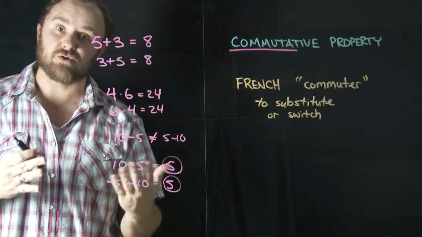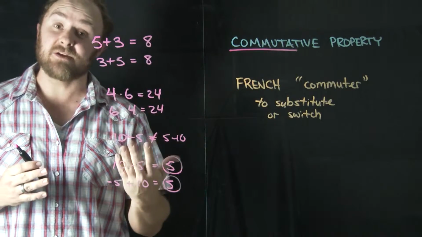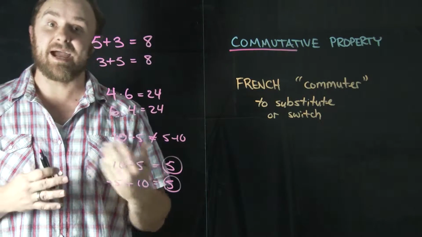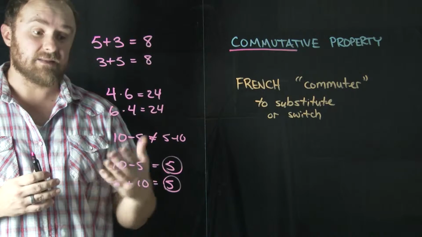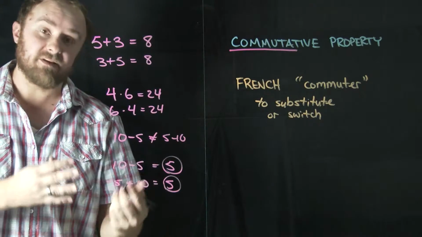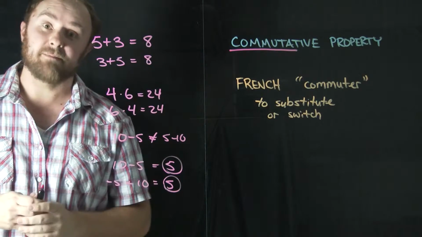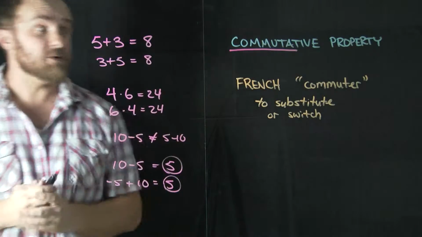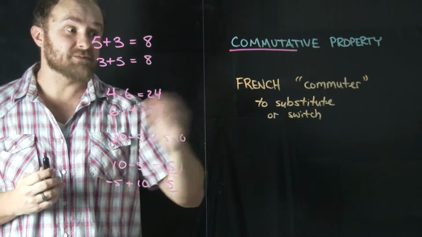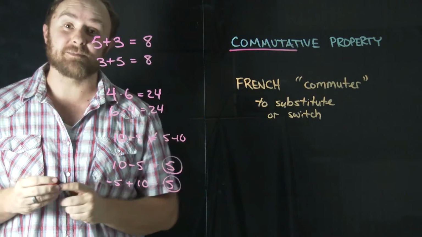It's not traditionally true for subtraction, but again, because the definition of subtraction is really just adding the additive inverse, adding the opposite number, we can make the commutative property work even when we have a minus sign there. So that's the commutative property for us. And again, it comes from the French word meaning to substitute or switch.